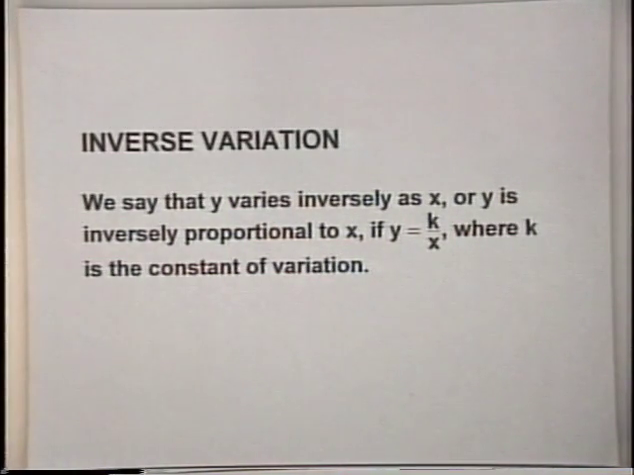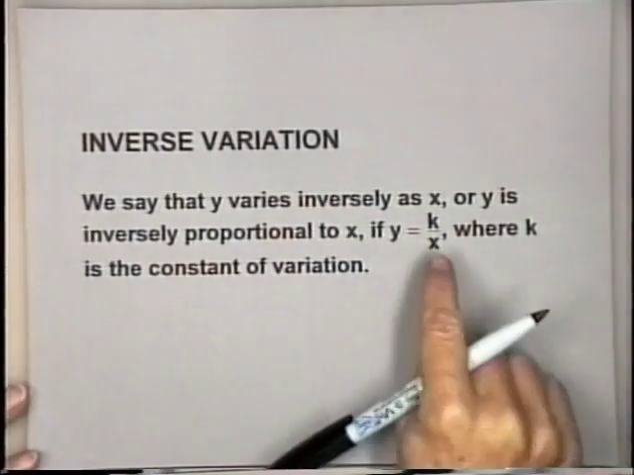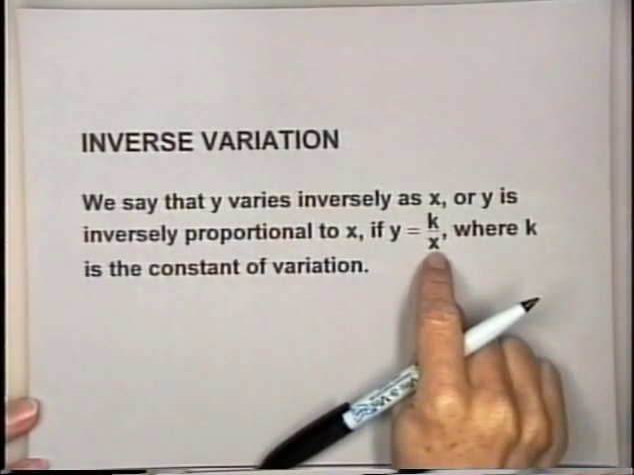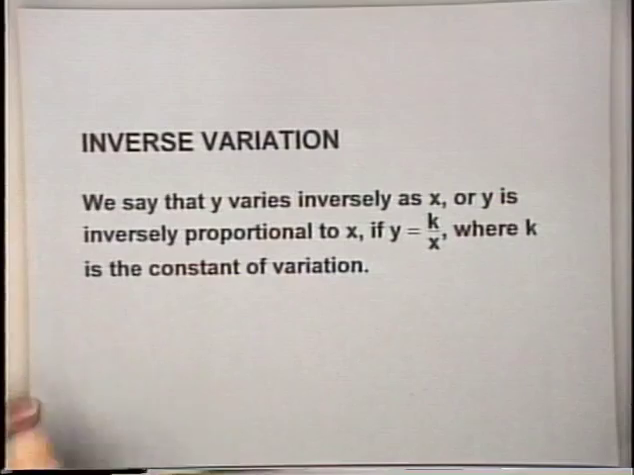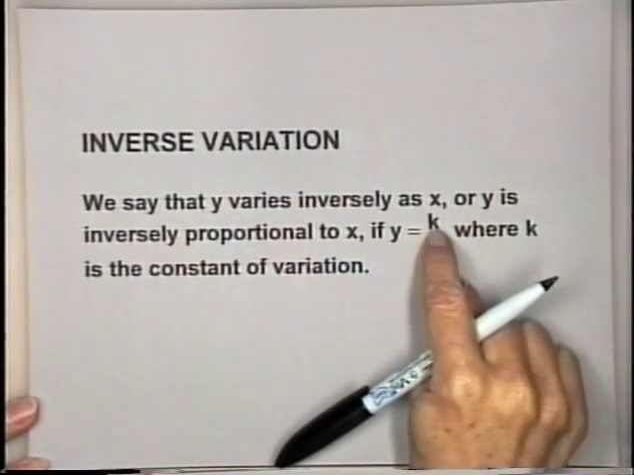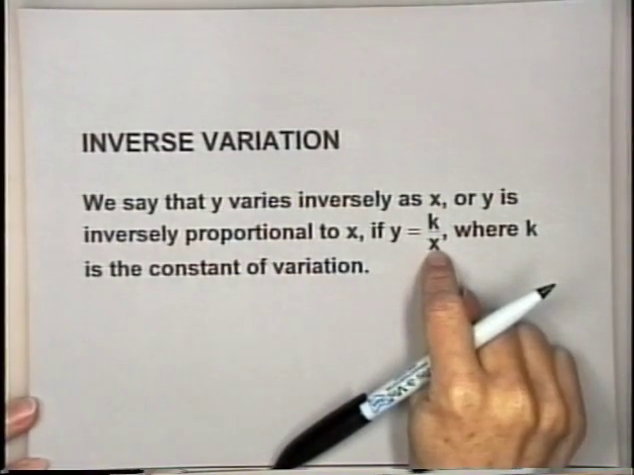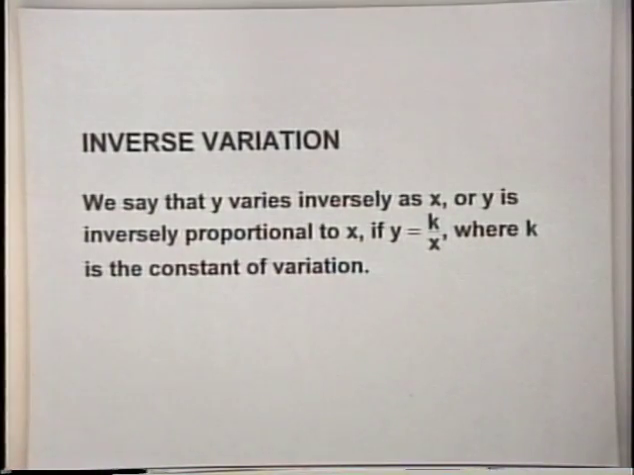So what is the difference between a direct variation and an inverse variation? Our direct variation over here had k being multiplied times x. You'll notice for an inverse variation, our k is being divided by x. So we'll need to remember that as we look at these problems.